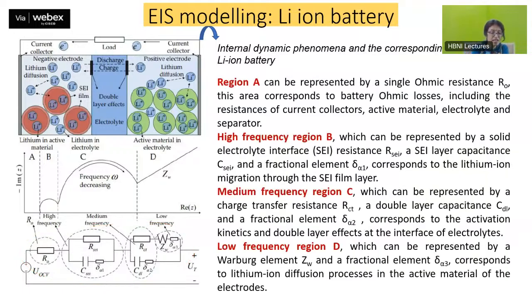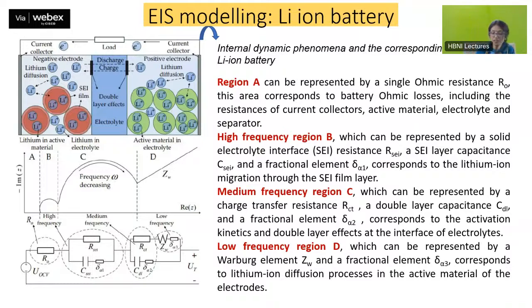So what does region A represent? Region A is represented by a single ohmic resistance, R0, and this area corresponds to the battery ohmic losses. So it includes resistance from the current collectors, active material, electrolyte, separators. When your battery is not running, at that particular point only this kind of resistance is already present in your cell. That is because of the existence of the cell, the materials you are having in the cell, that gives rise to this resistance.